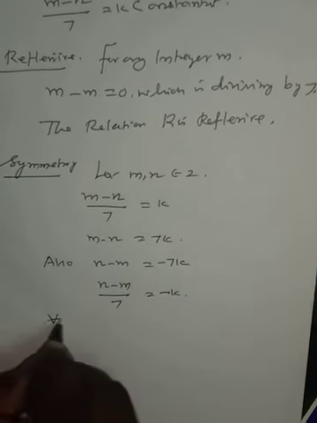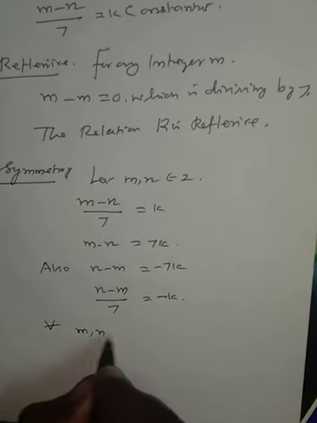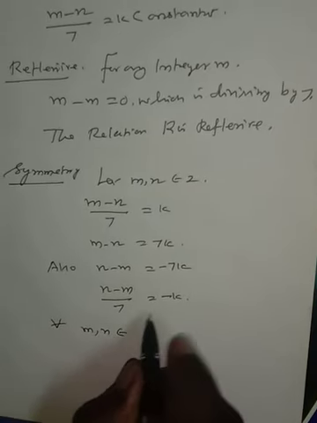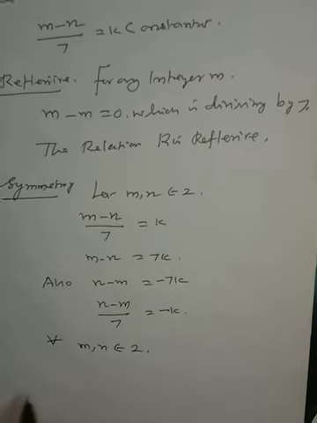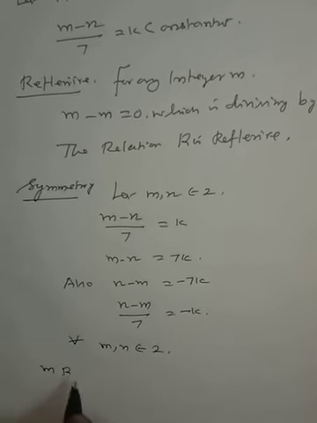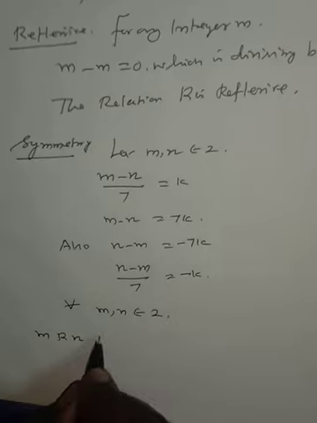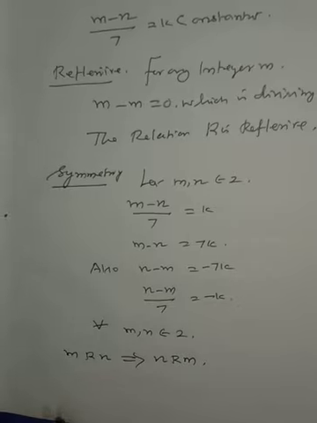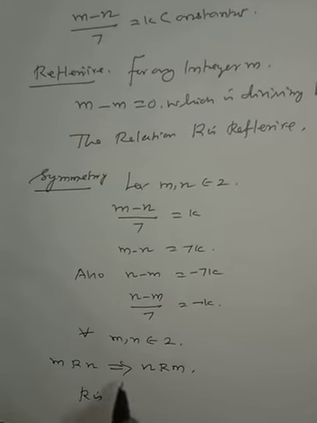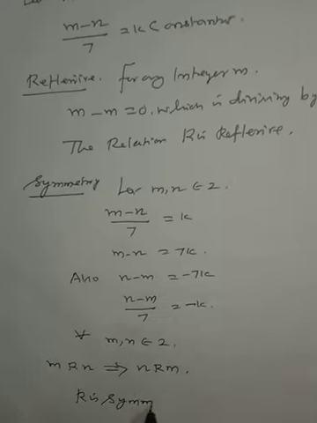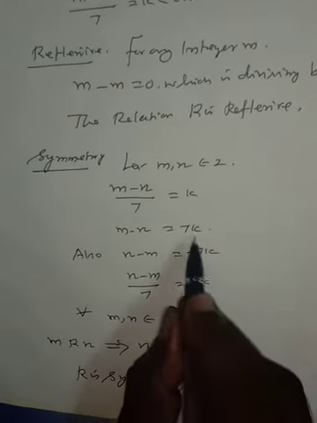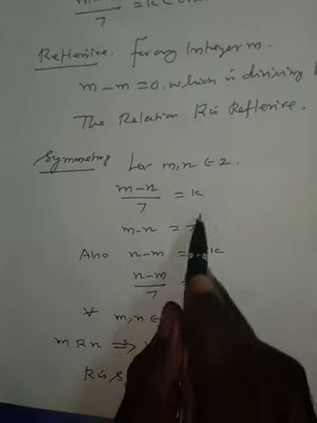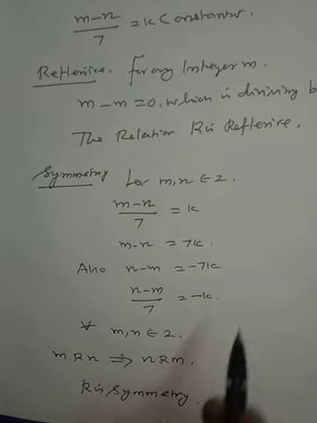For all m, n belonging to the integers, m relation to n implies n relation to m. Therefore R is symmetric. In this case k is a constant and minus k is also a constant. Therefore R is symmetric. Transitivity.